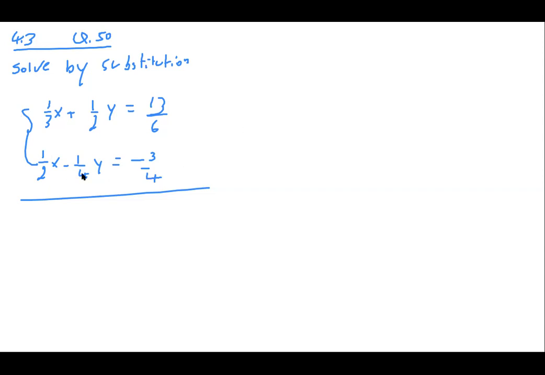But before that, we're going to cancel all these fractions. To cancel the fractions, we're going to times the entire equation by the LCD, and this one also by the LCD. So what's the LCD for 3, 2, and 6? What is the least common denominator for 3, 2, and 6?